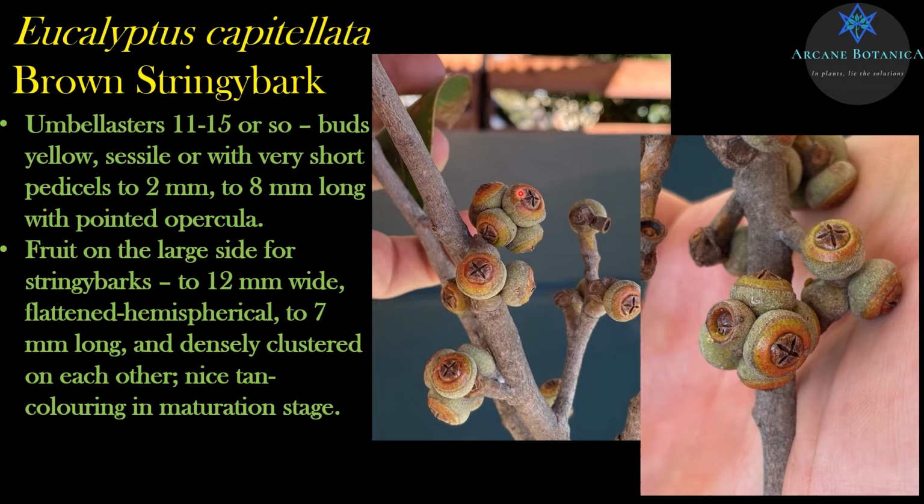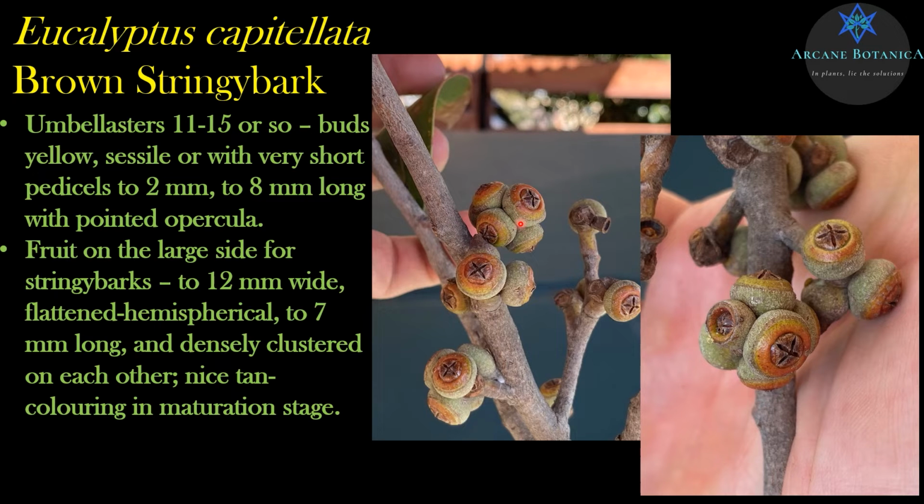Capitulata has fruit on the large side. It's up the larger end of the scale. They can be to 12 millimeters wide. And they well and truly squash in on each other. So what hits you with capitulata is how big they are and how much they squash in. Another one that aligns with this is agglomerata, the blue-leaf stringybark.